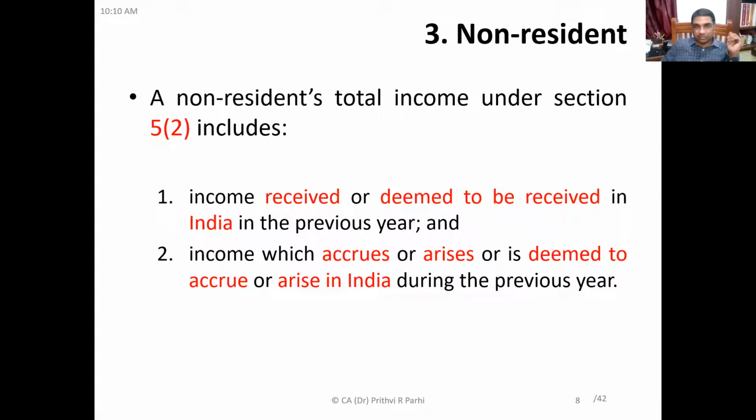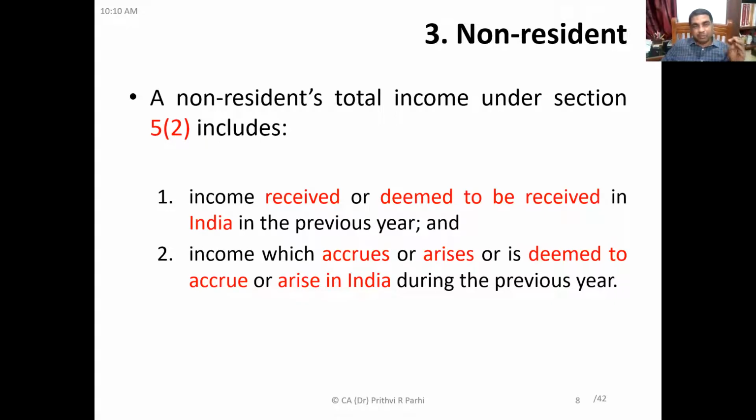Income received or deemed to be received in India in the previous year. So income received in India and income deemed to be received in India, both are included. Point 2: income which accrues or arises, or is deemed to accrue or arise, in India during the previous year. Yes, both are to be included for a non-resident.